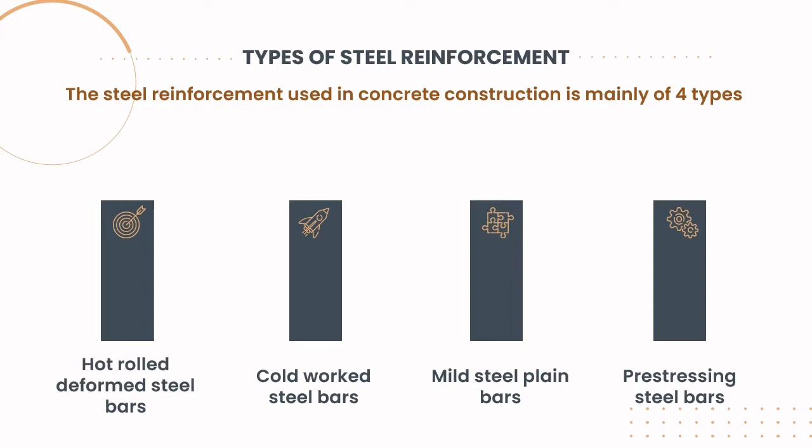So, these are the types of steel reinforcement. The steel reinforcement used in concrete construction is mainly of 4 types. We know: 1. Hot rolled deformed steel bars. 2. Cold worked steel bars. 3. Mild steel plain bars. And 4. Prestressing steel bars.